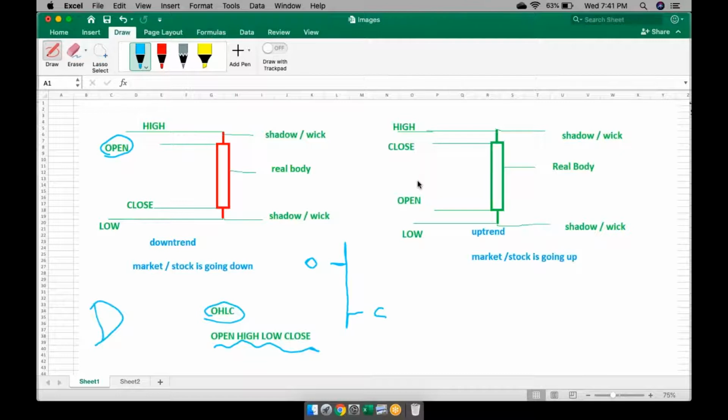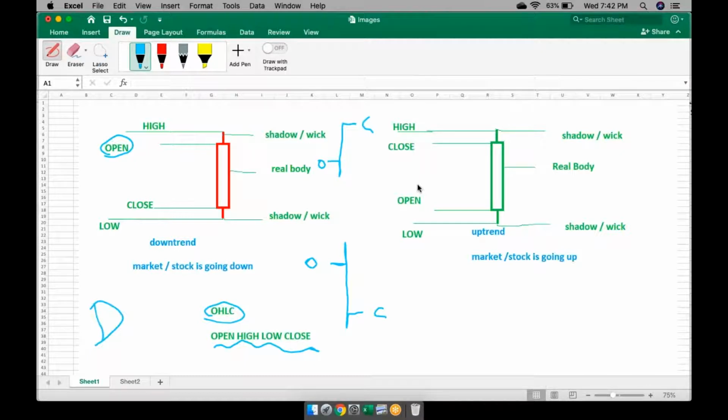Let me put one more example. Market opened here, went down till here, and closed on the top at day end. Now what is the candle? Open is here, close is here. Close and high are the same. It's very simple. It's a green candle.